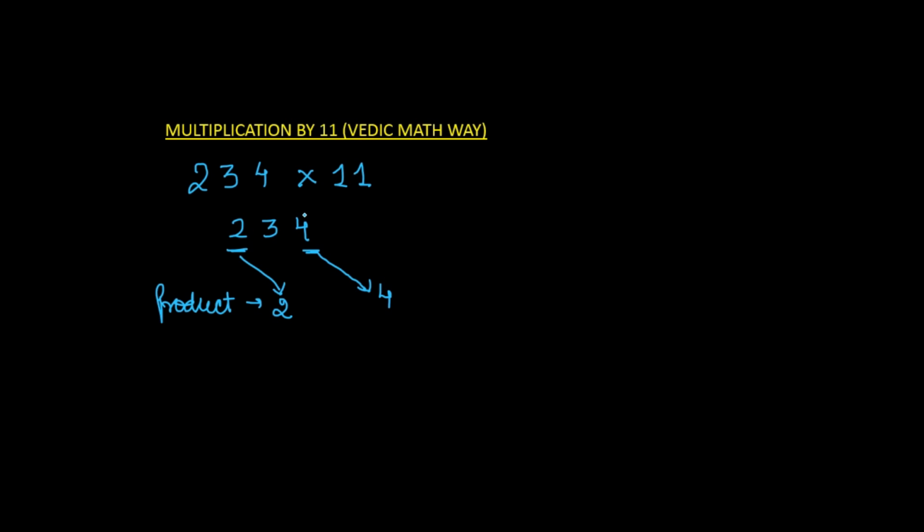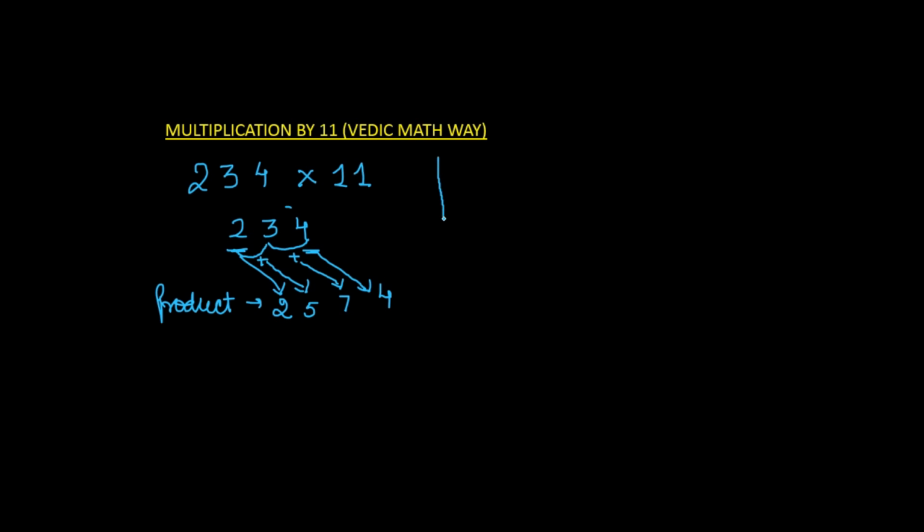You have to add the consecutive digits from the units place. So you do 4 plus 3, you get the digit 7. And then you do 3 plus 2 to get the digit 5. And you need to continue adding the adjacent digits till you reach the first digit of your number. So the answer of 234 multiplied by 11 is 2574.